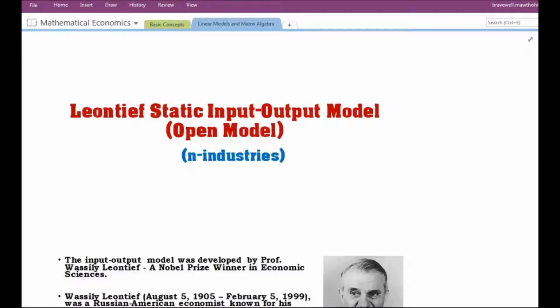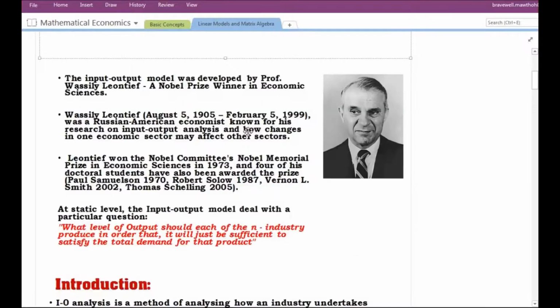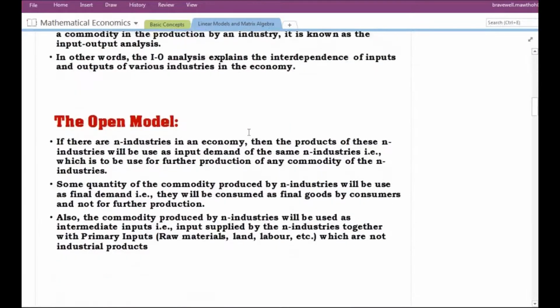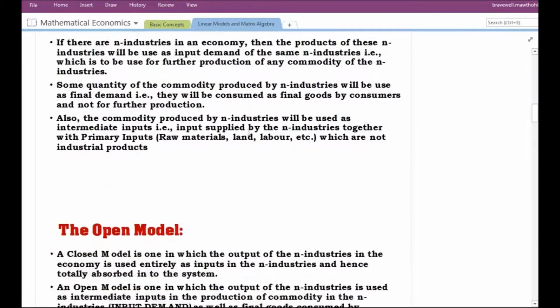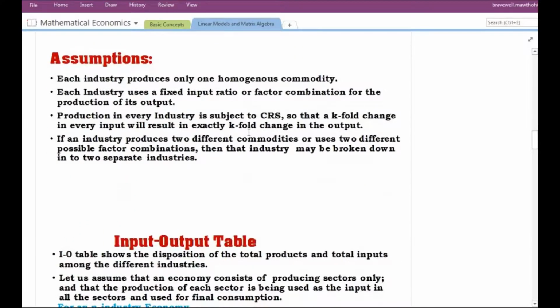Let us now discuss the Leontief static input-output model. We have already discussed the three industries case. This is just an extension to cover the nth number of industries in an economy. In the real world, the number of industries in an economy is very large. The Leontief static input-output model for n industries attempts to capture the interrelationship and interdependence between the nth number of industries in an economy. We have already discussed the introduction of the model, what is an open model and a closed model. We have already discussed the assumptions.